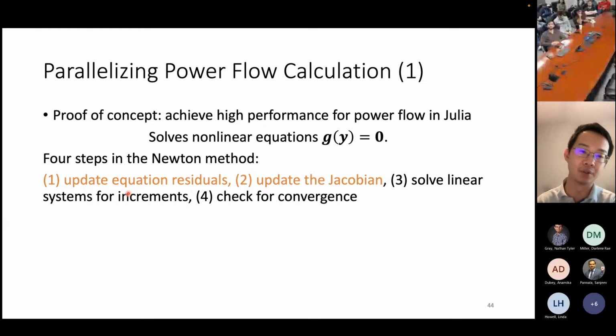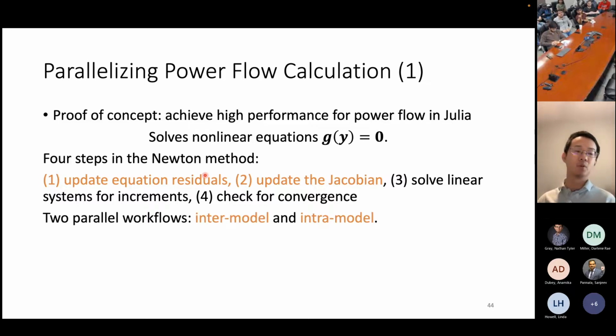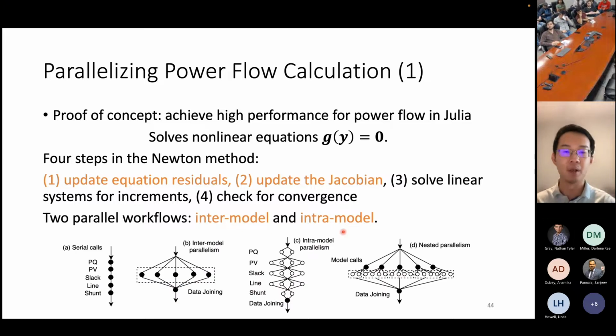We need to calculate the residual equations, update the Jacobian matrix, call the nonlinear solver to solve for the increments, and then check for convergence. And we focus on, again, the building of the residual and the Jacobian elements. So we propose 2 parallel workflows. One is called inter-model parallelism, and the other one is called intra-model parallelism.